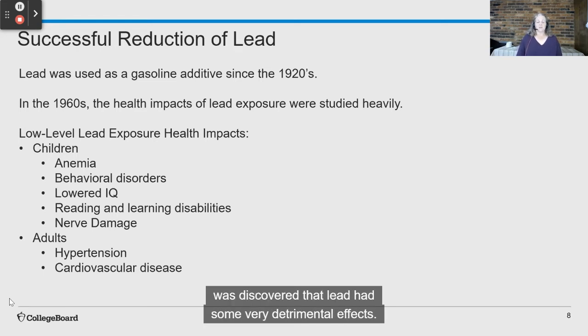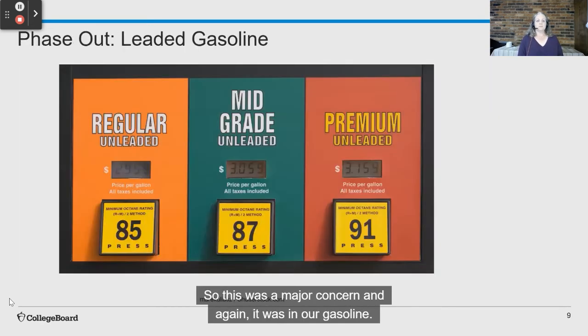detrimental effects. So for children, and again, we might know about this from water, from paint, from other types of lead applications, but we know that lead has severe effects on children, leads to anemia, behavioral disorders, lowered IQ, reading and learning disabilities, and nerve damage, even in low doses. And it can affect adults too in hypertension and cardiovascular disease. So this was a major concern. And again, it was in our gasoline.